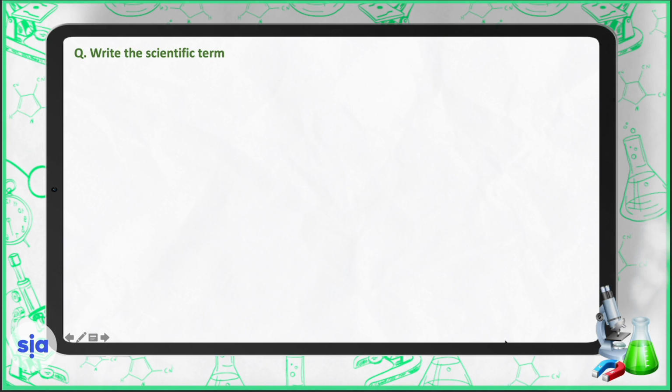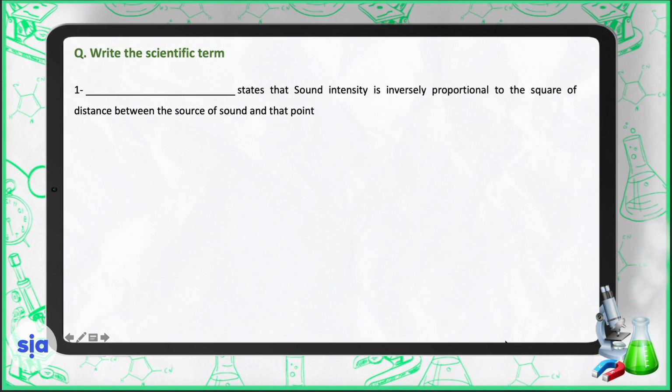Write the scientific term. It states that sound intensity is inversely proportional to the square of the distance between the source of the sound and that point. This is called the inverse square law. Sound intensity and noise level are measured in decibel.